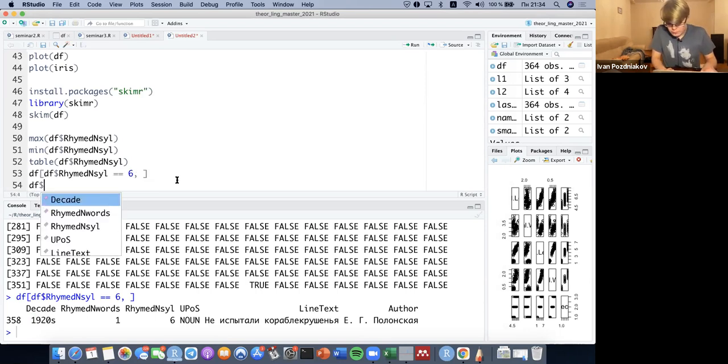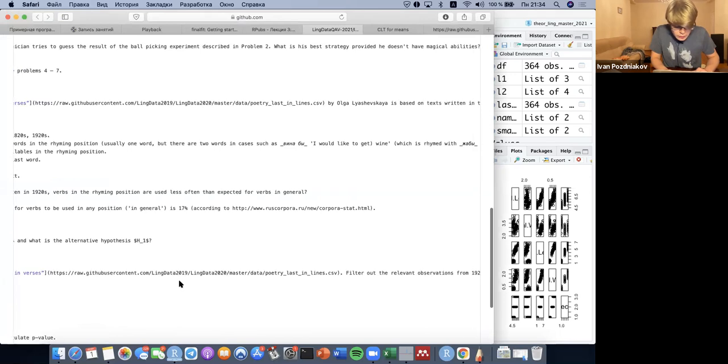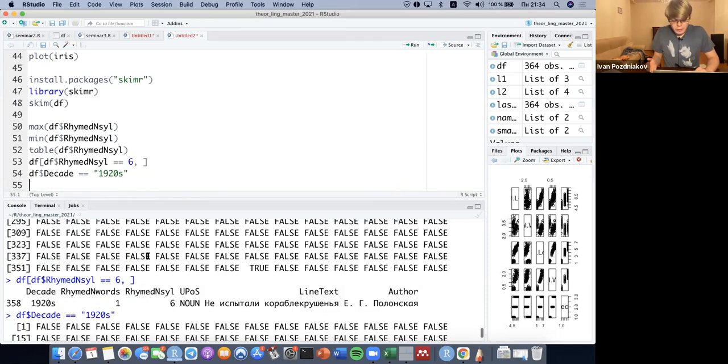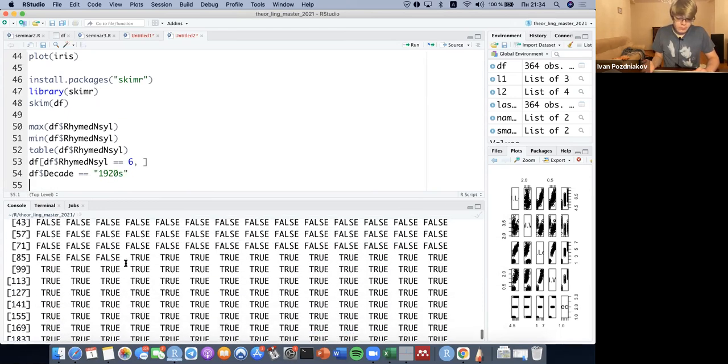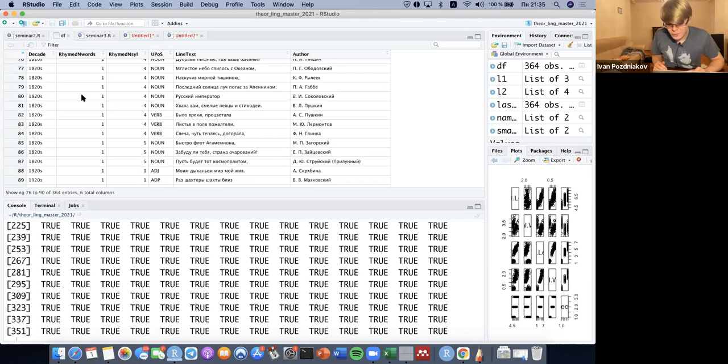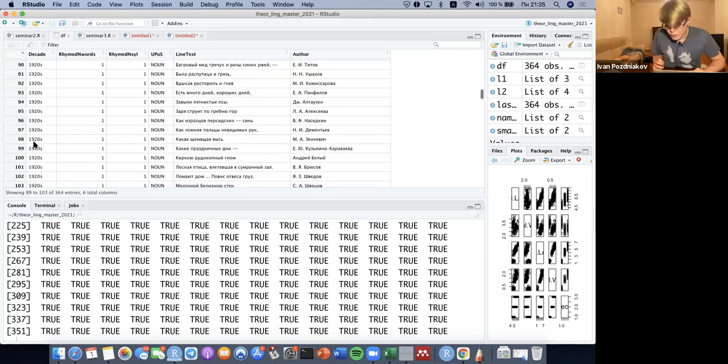So we compare with two equal signs decade to 1820s, right? We explore the 20th century, right? We get this logical vector, first values are false, and all the last values are true. And then we use this vector to select rows from the original DF. And we do not set anything after the comma, because we want all columns. We could select some, because we don't need all of them. We don't need outer, for example, right? Maybe we don't need decade anymore, because we just selected one decade.